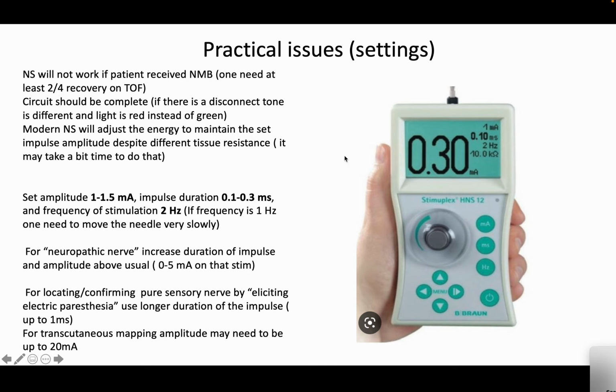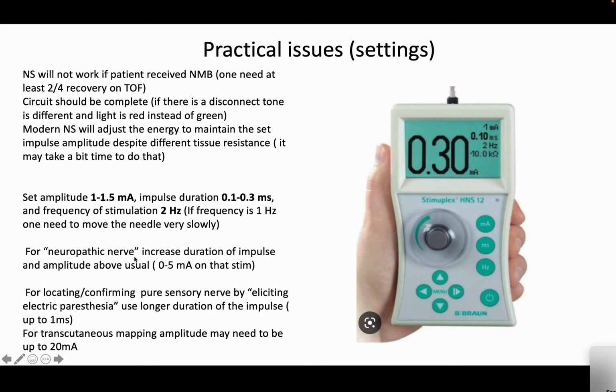So now, practically, what do we do with our stimulator? We'll set our amplitude, and this is the dial that we use to set amplitude, to 1 or maybe 1.5 milliamps. It's right here. So right now it's only 0.3 milliamps. Then we set our duration. So right here, we click this button and now dial this one. And in this case, duration is 0.1 milliseconds. And then we click this button and adjust again by dial and set 2 Hertz. If you change the frequency to 1 Hertz, it will slow down your needle movement. You have to move your needle very slowly around the nerve, otherwise you have a risk of missing the nerve because you're going to pass the nerve between delivering impulses.